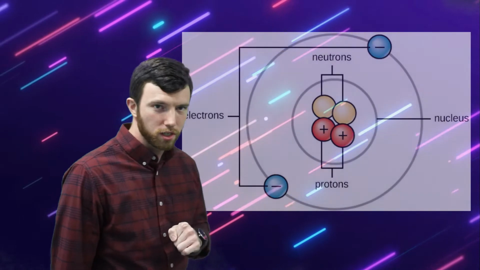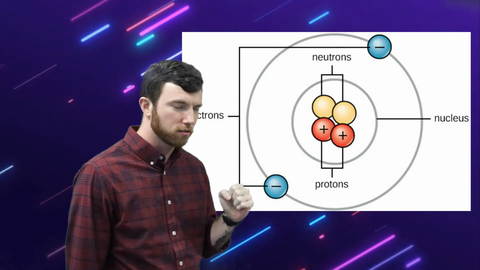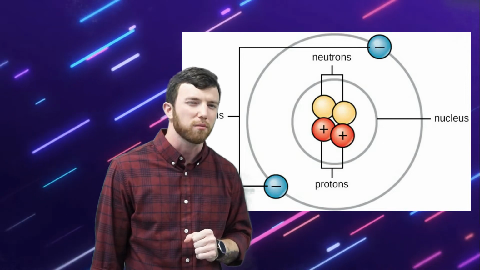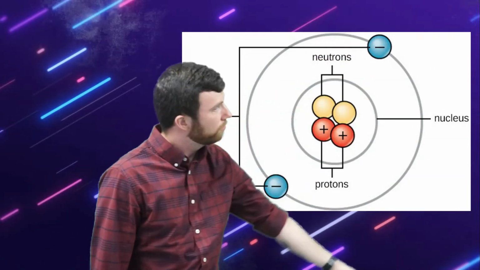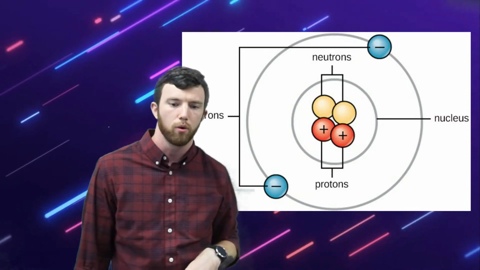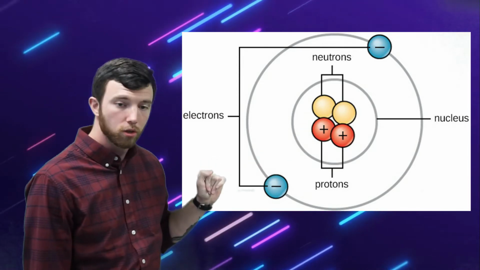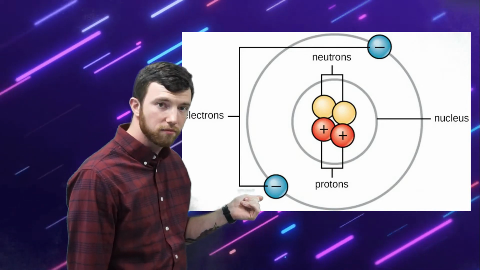Today, we're talking about the atom. Atoms are made up of three subatomic particles: protons, neutrons, and electrons. Protons and neutrons can be found in the nucleus of the atom. That's the center. Electrons can be found outside of the nucleus, also called the electron cloud, or in what are called orbitals. Protons have a positive charge, while neutrons have a neutral charge. Electrons are negative.